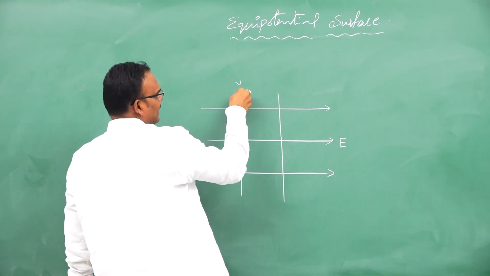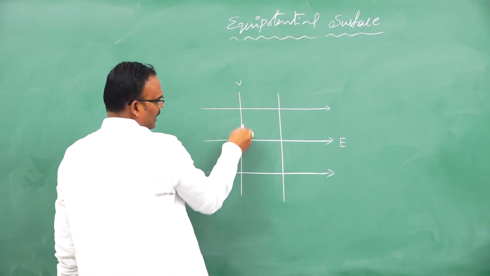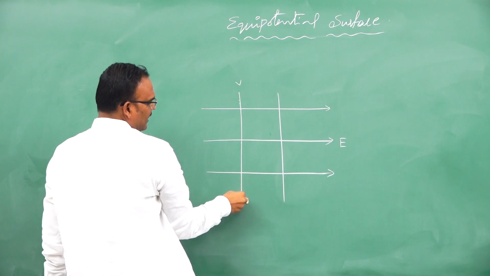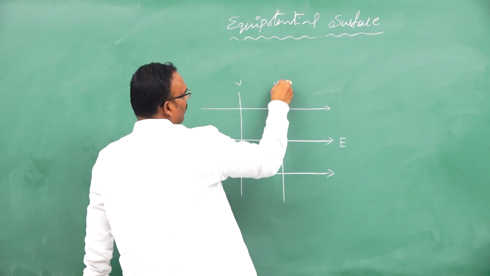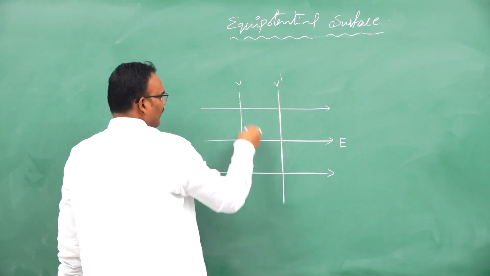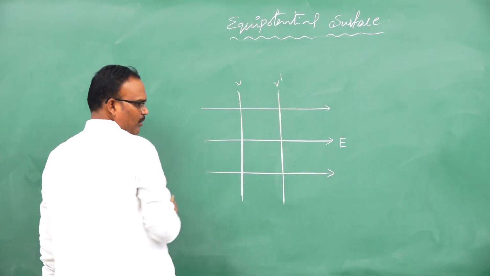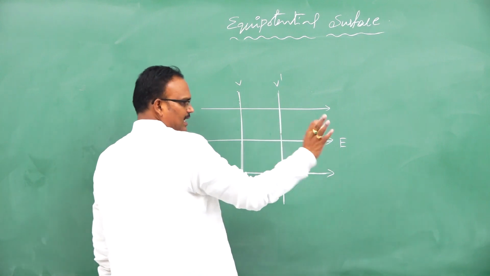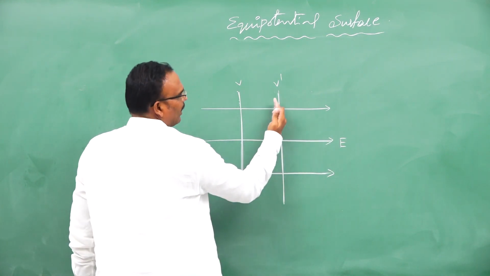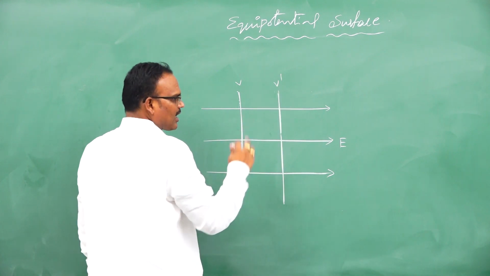Here the potential I can say is V anywhere on this plane. Potential is the same, that is V. Here it will be V dash. Okay, this is a different equipotential surface and this is a different equipotential surface. Here and here potentials are not the same, they are different. But on this plane, potential is constant.